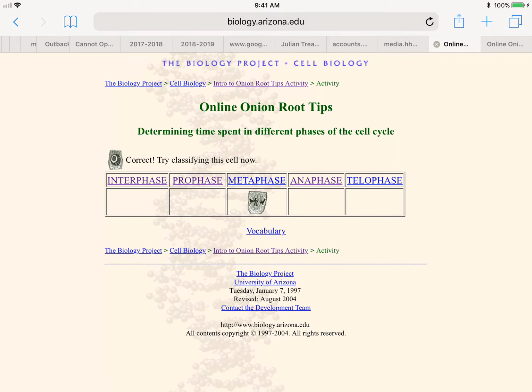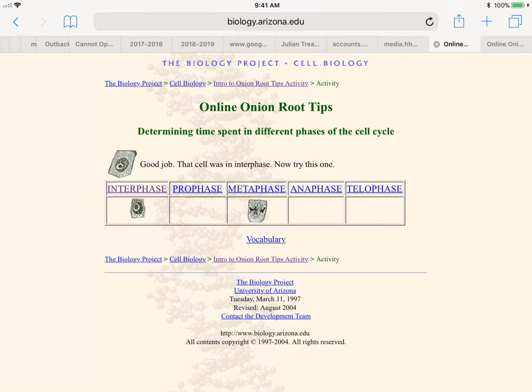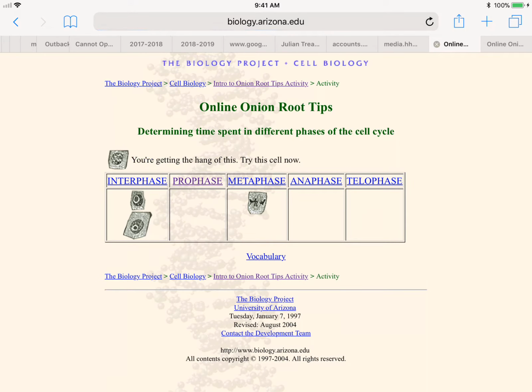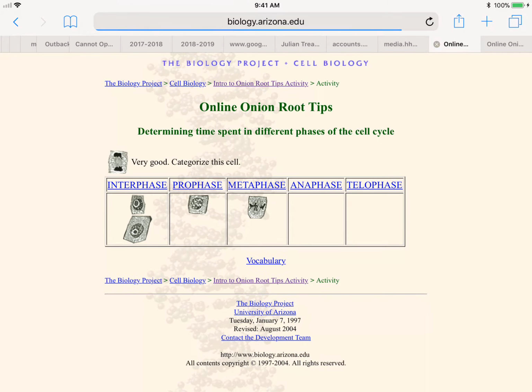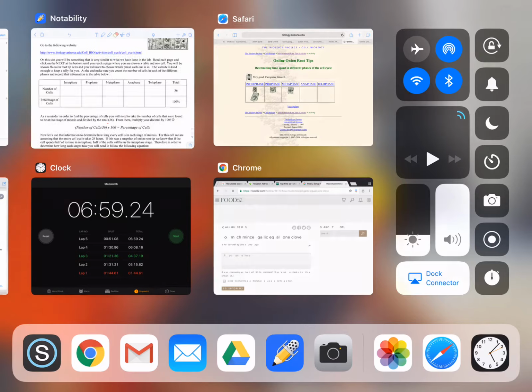And I know that if the nucleolus is present, that must mean we're in interphase. So I pick interphase and it says, good job. And now I get to try the next one. And since that looks so similar, I'm going to hit interphase again. And I'm going to keep classifying these cells. Now, once I'm done classifying all of them, I'm going to count up how many I have, and I'm going to record that information in the worksheet. So let's head over to the worksheet so you can kind of see what that's going to look like.